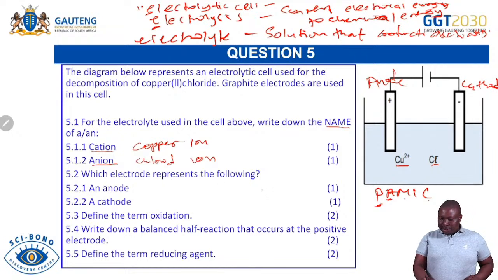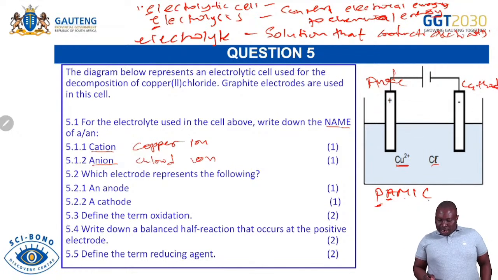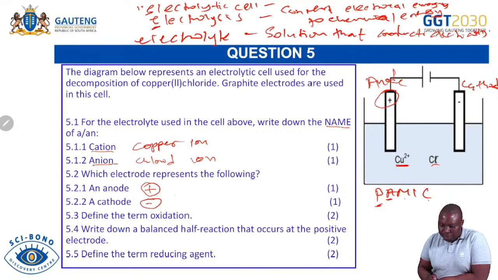Which electrode represents the following? So you have to check now that an anode is the positive one. So this one, the positive one, is our anode. That is the anode, is the positive one. And the cathode is the negative electrode. So the positive electrode, so that PANIC is able to give you light in terms of that.